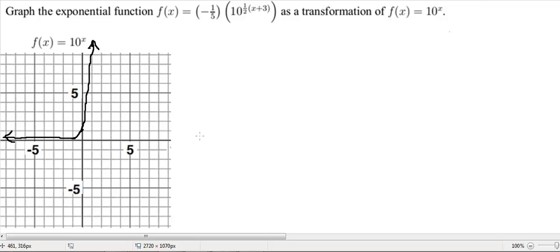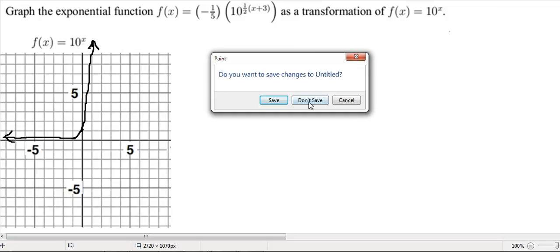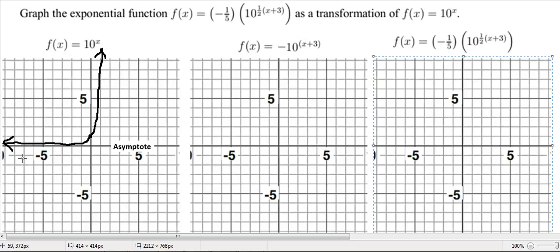Now, I did all this work before, as I said, and the audio didn't take. So from this point on, I have this in another paint. So I'm going to just X this thing out. And we're going to go to the other paint. And I put in the word asymptote right there.